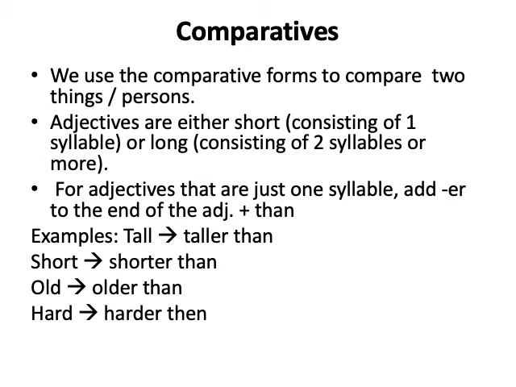Adjectives are either short, يعني ايه short adjective? It consists of one syllable. Syllable اللي هو المقطع. Or long adjectives consist of two syllables or more. Okay. احنا we have two different kinds of adjectives. Short adjectives زي tall, short, old, hard. كل دي adjectives قصيرة, يعني بتتكون من مقطع واحد, مش بنقسمها.